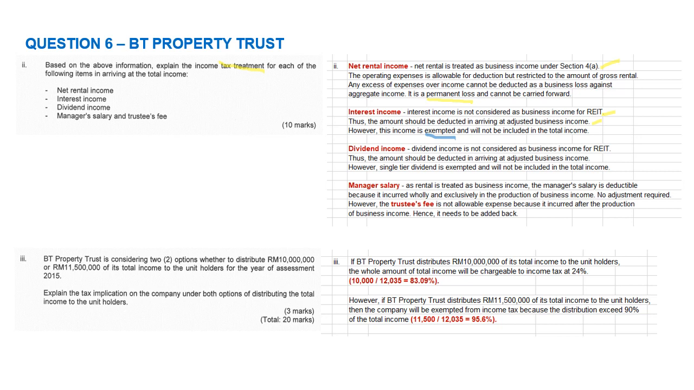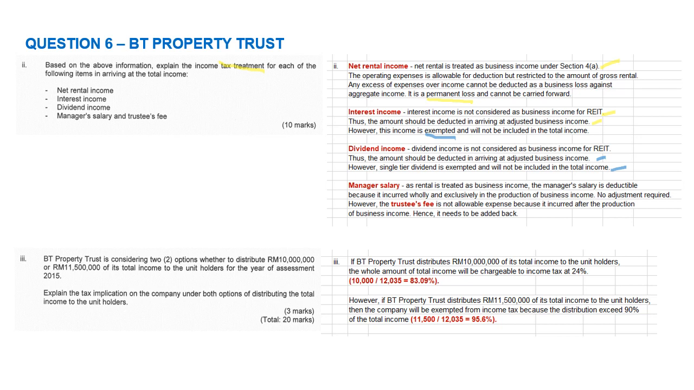Okay. So, nampak tak cara explanation dia? Mula-mula you cerita dulu kenapa dekat the upper part kita tolak. While dekat bottom part tu, bahagian bawah tu tambah balik, tapi nilai dia exempted. Okay, make sure your explanation is clear. Next, kita tengok dividend income pula. Dividend income sama treatment macam interest tadi. Dividend income is not considered as business income. Thus, amount should be deducted in arriving at adjusted business income. Tolak dulu, tapi dekat bawah tambah balik. However, since single tier dividend, kita akan bagi dia exemption in arriving at total income.